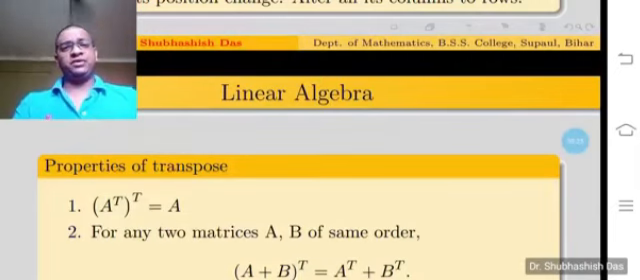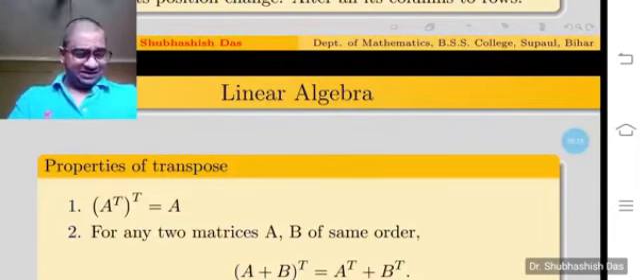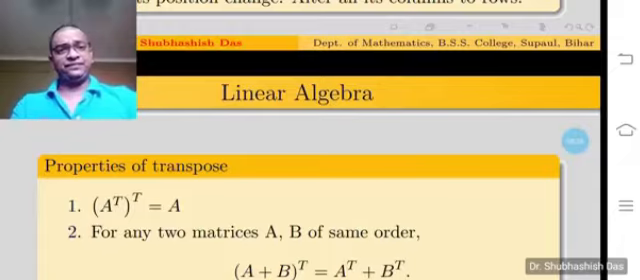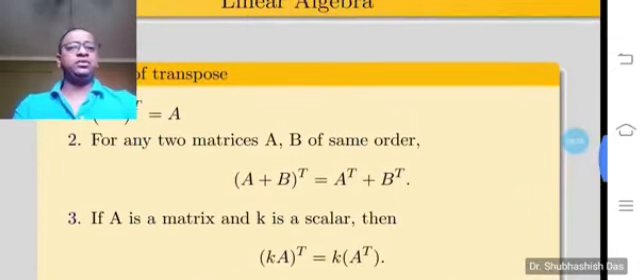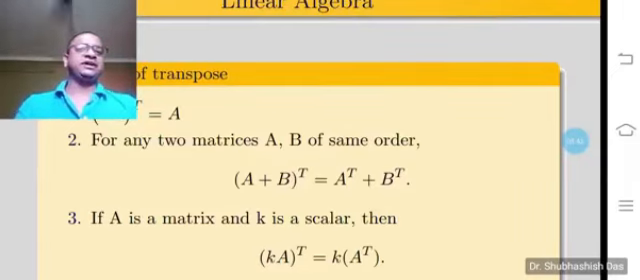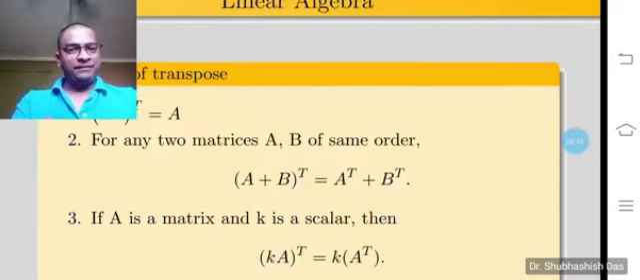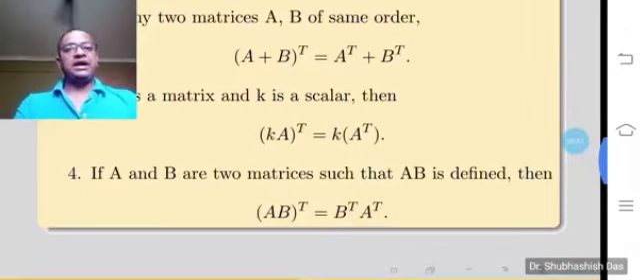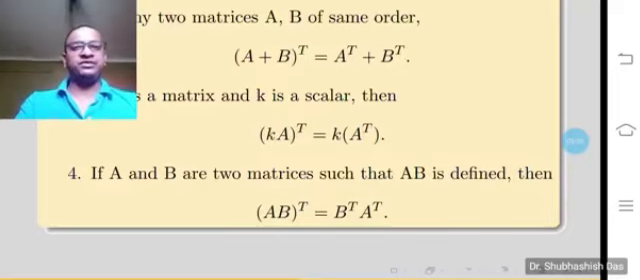Properties of transpose. Suppose A is an m by n matrix, then its whole transpose again is the same matrix A. If A and B are two matrices of the same order, then (A plus B) whole transpose is equal to A transpose plus B transpose. If A is a matrix and K is a scalar, then (KA) whole transpose is equal to K A transpose. If A and B are two matrices such that AB is defined, then (AB) whole transpose is equal to B transpose A transpose.